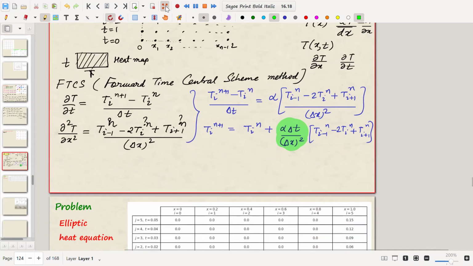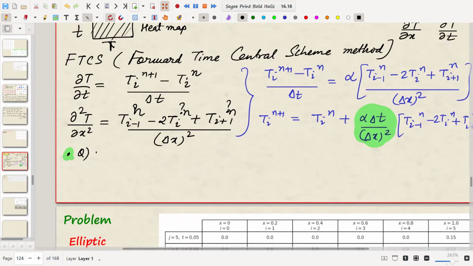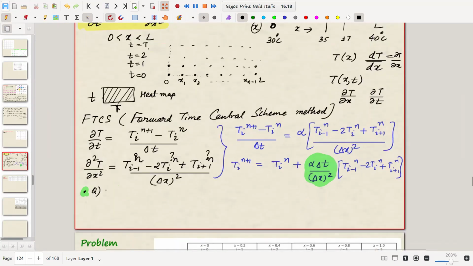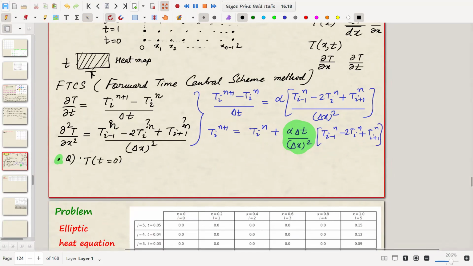Anyway, the idea is simple. I will give you one problem, just to make you understand one more small but important concept. You have this heat equation, that is what we wrote here, heat equation 1. Suppose the temperature at time t equal to 0 is 1. Then the temperature at x equal to 0 is 0, and the temperature at x equal to L is 0. Both ends the temperature is 0.